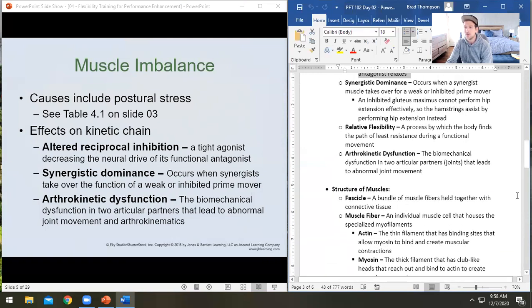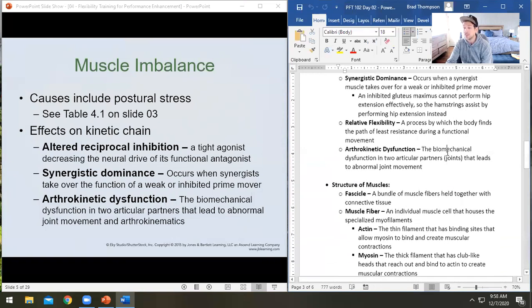So then we start to experience where a synergist might come in and take over for the job. It might instead try to do the work of that inhibited muscle. And so then we get synergistic dominance, where a helper muscle comes in and starts doing more work than it's supposed to. So a synergist takes over for a weak or inhibited prime mover. Now, because that gluteus maximus is being inhibited by your hip flexor, your gluteus maximus can't do hip extension the way it's supposed to. So then your hamstrings come in and do all the work, right?